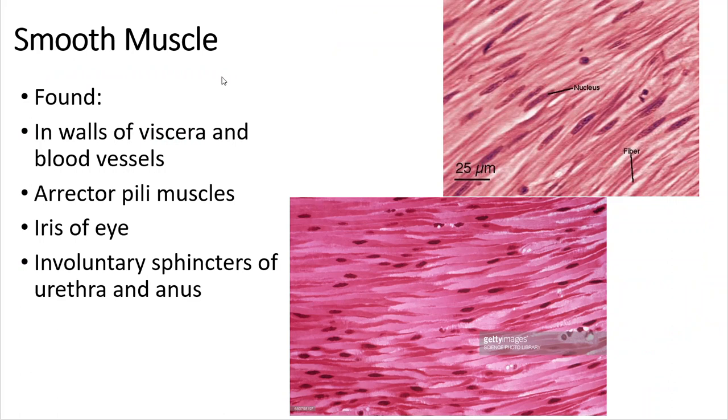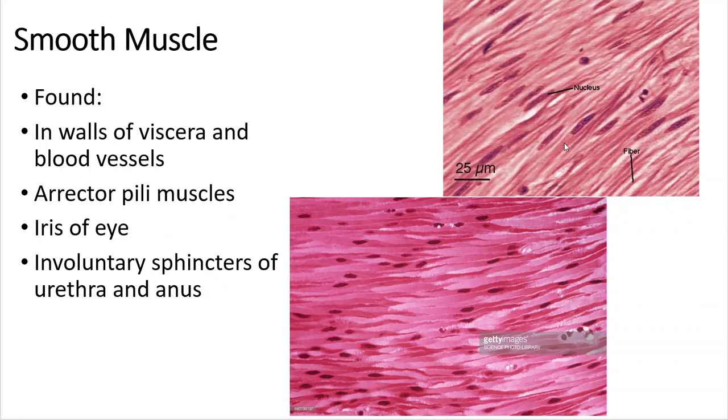Okay, finally we get smooth muscle. It's okay. This is going to be in the walls of the hollow organs, like the viscera and the blood vessels, the erector pili muscles we'll talk about, and the involuntary sphincters, the iris of the eye.